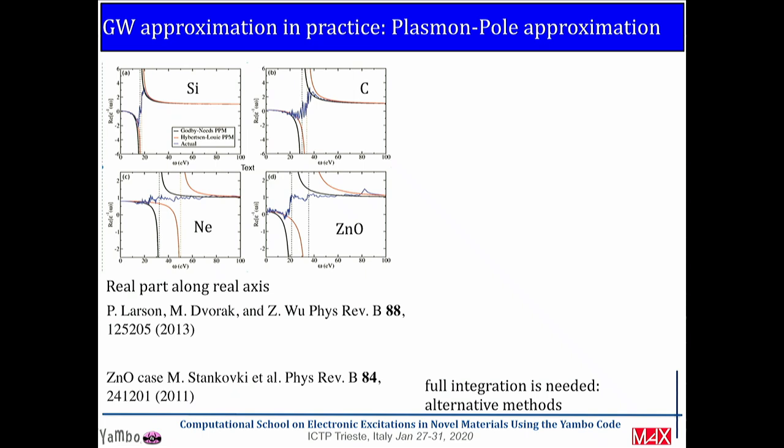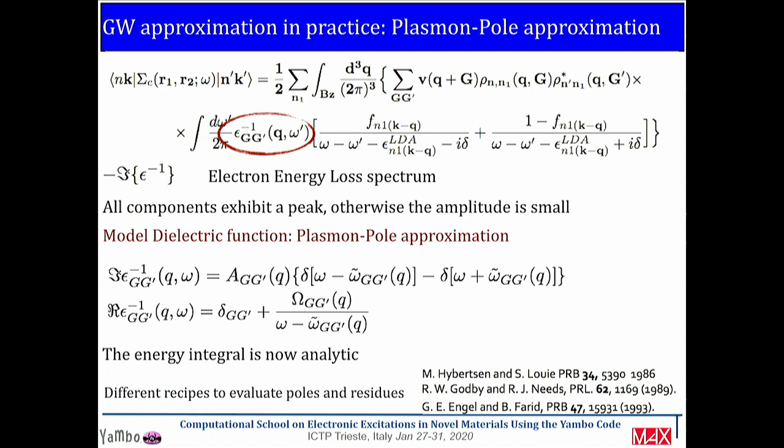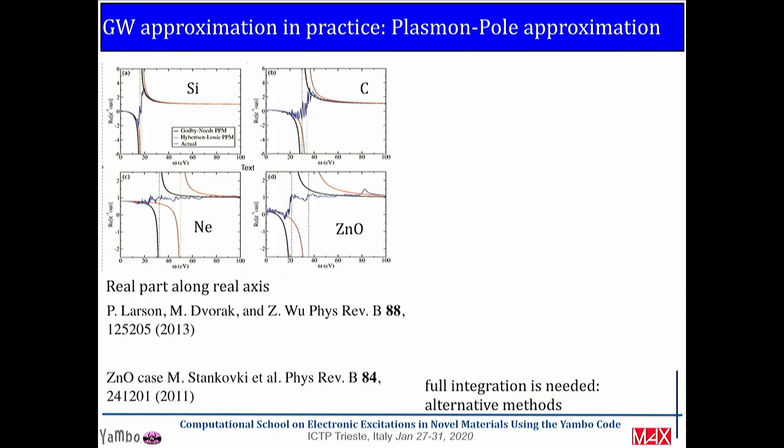Here I want to show just the performance of different recipes for the plasmon pole approximation, in particular Ibers and Lewitt, a difference from the Godby-Needs. It considers the static limit, but then the coefficients are evaluated through some sum rules of the epsilon minus one. Here you can see the real part along the real axis of the epsilon minus one of the screening for silicon, diamond, zinc oxide, and metallic neon.